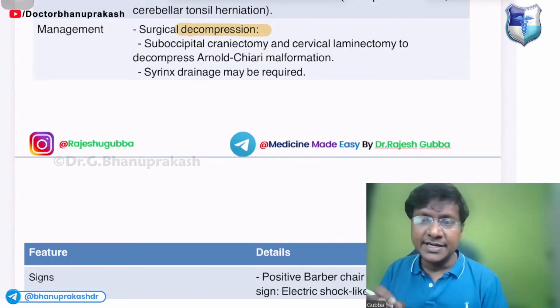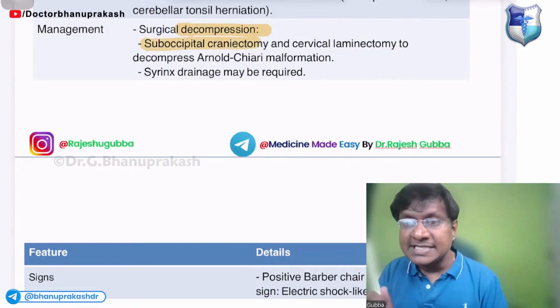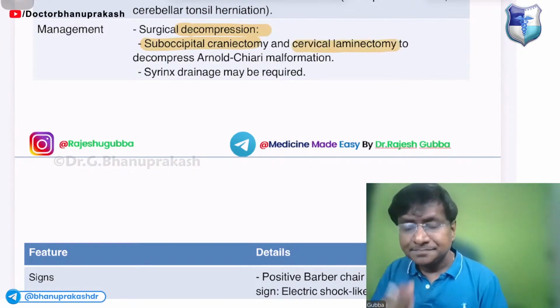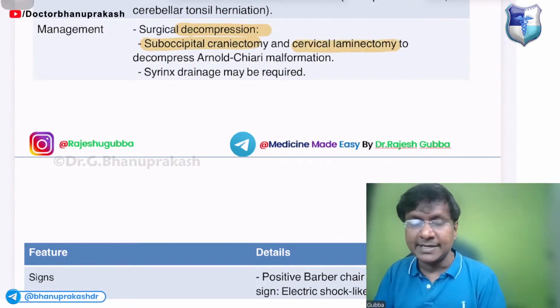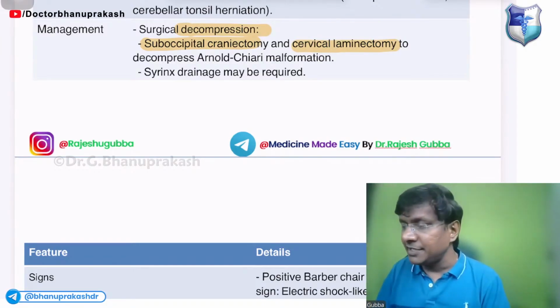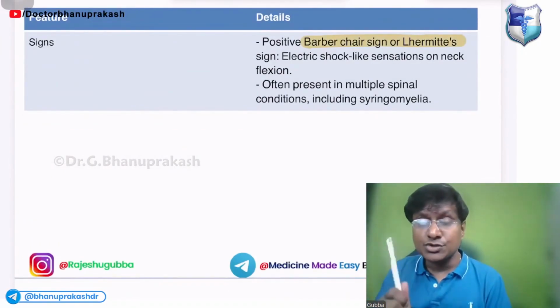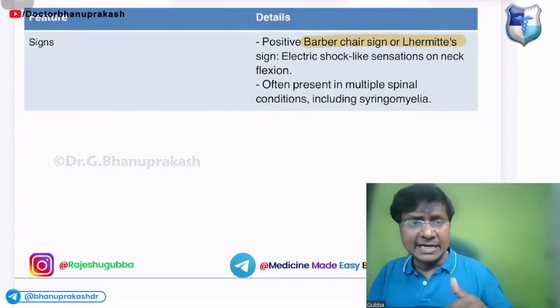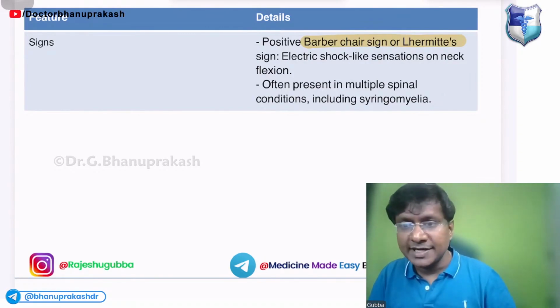And whenever you are doing surgical decompression, what is the approach that you need to follow? The approach is suboccipital craniectomy, and cervical laminectomy should be done in case of the Arnold-Chiari malformation where there is presence of the syringomyelia. And there is a characteristic sign in patients with syringomyelia called Lhermitte sign or Barber-chair sign, which we have also discussed in case of multiple sclerosis. So Barber-chair sign or Lhermitte sign is where there will be electric shock-like sensations on flexing the neck. Down the spinal cord, you have an electric shock-like sensation.